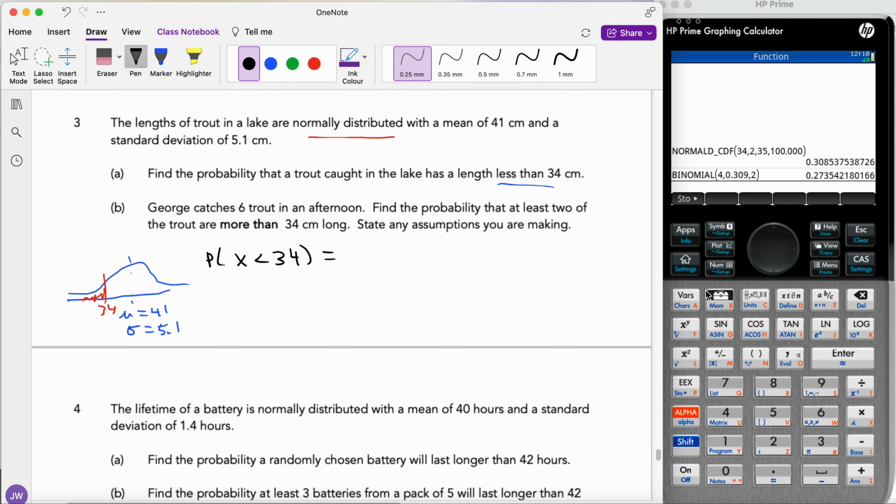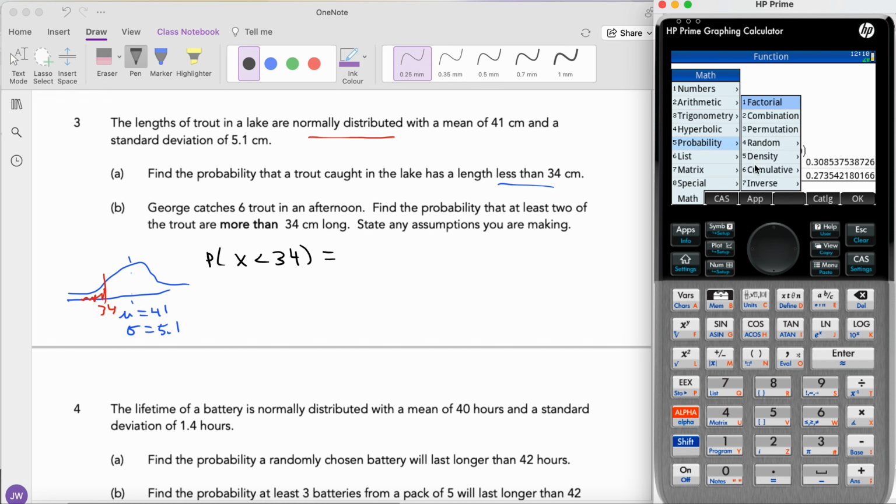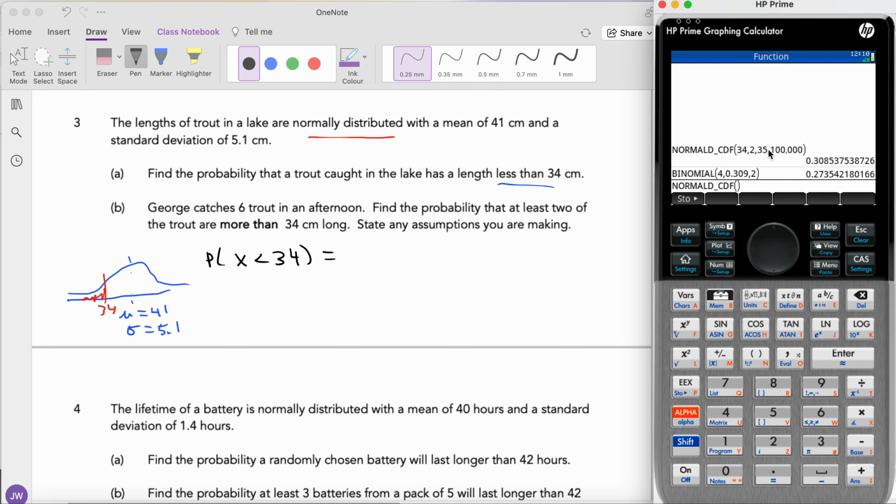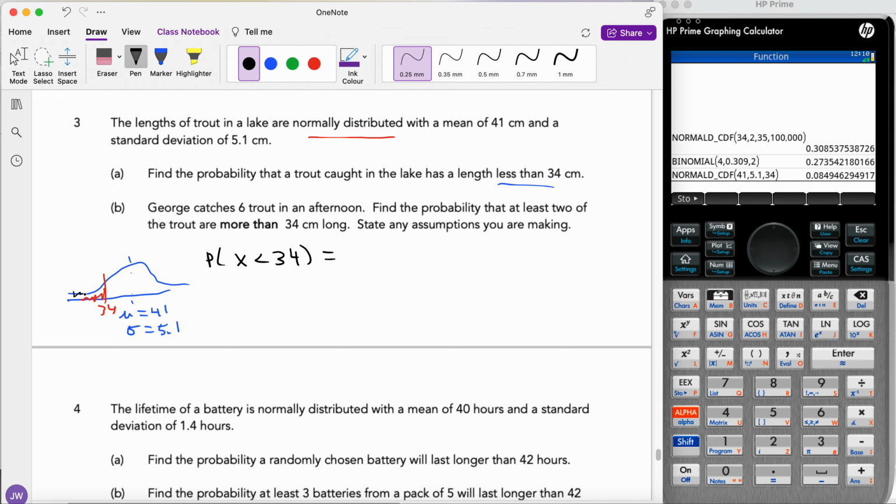No problem. Let's go to probability, and then cumulative, because it's normal. Again, pause it. Do it by yourself. You don't need me. And then comma, what do we want? We want 34. Remember, you don't have any upper value because you're interested in the area up to that. All right, so what we have is 0.0849. Okay, good, done.